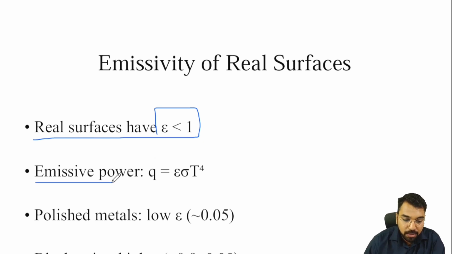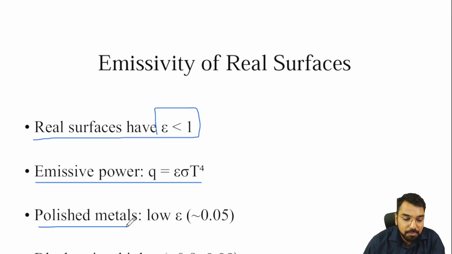So, as the Stefan-Boltzmann law suggests, the emissive power, or the heat transferred through the emission of radiation, is Q equal to epsilon into sigma into T raised to 4, where sigma is the Stefan-Boltzmann constant, epsilon is emissivity, and T is the absolute temperature of that surface.